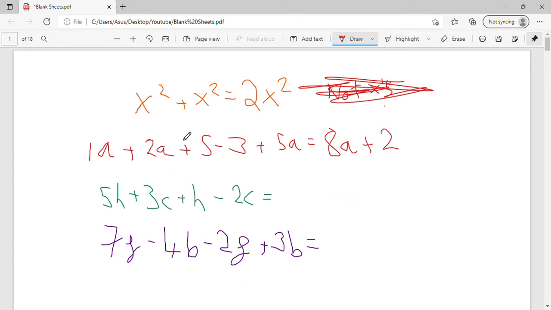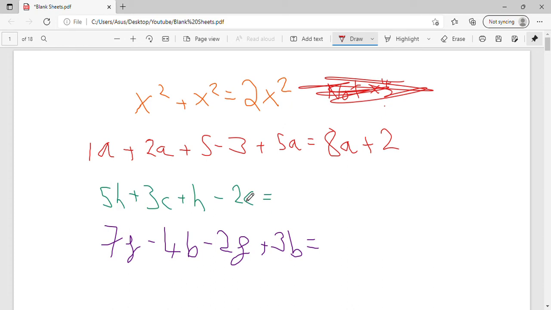This one, we have two different types of terms. These h's and these c's are different from each other, so they can't go together. We don't add them together and get 8HC for 5H plus 3C. It doesn't do that. They have to be separate.